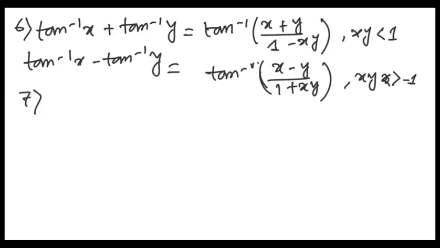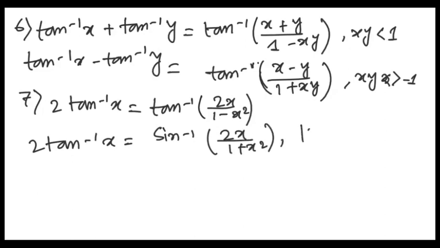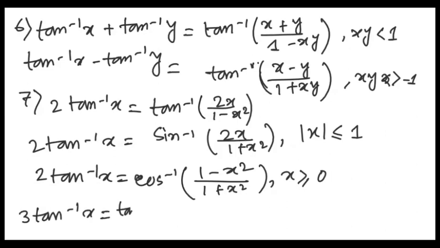Then property 7 is 2 tan inverse x is equal to tan inverse of 2x by (1 minus x square), and also we have 2 tan inverse x is equal to sin inverse of 2x divided by (1 plus x square), where mod x is less than or equal to 1, and 2 tan inverse x is equal to cos inverse of (1 minus x square) divided by (1 plus x square), where x is greater than or equal to 0, and also we have 3 tan inverse x is equal to tan inverse of (3x minus x cube) divided by (1 minus 3x square).